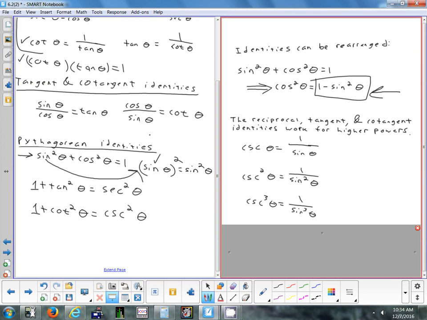Also, the reciprocal, tangent and cotangent identities work for higher powers. So if you have 1 over sine to the first, that's cosecant to the first. If you had 1 over sine squared, that's cosecant squared. 1 over sine cubed, cosecant cubed. You can use them with as high of a power as you want. We generally don't go above 2. Same thing with tangent and cotangent. I could say tangent squared is sine squared over cosine squared.